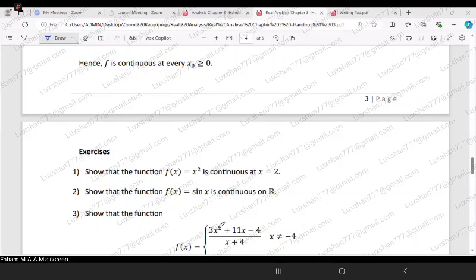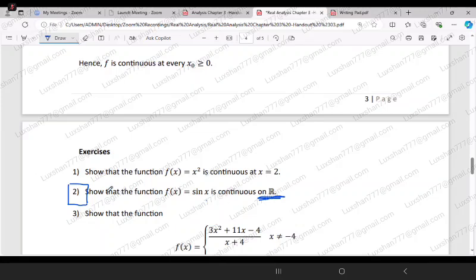Class, we had a small mistake in this question that we did. I remember we did this question. Actually, it was correct, but we didn't do what is asked in the question. We have shown that f(x) is continuous at x equals 0. But here we are asked to show f(x) equals sin x is continuous on R. That means we have to prove that this function is continuous for all x.